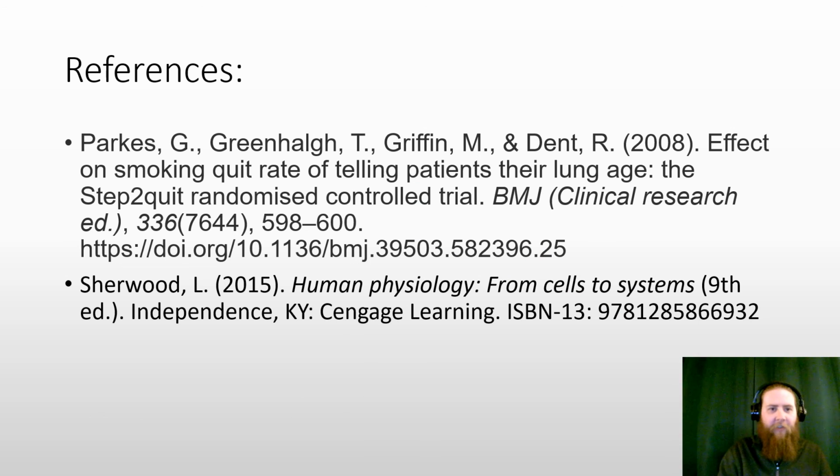For this presentation, I used the following references. This one on lung age is by Parks, Greenhalgh, Griffin, and Dent. It's a really good one, using spirometry to kind of test these. There's a lot more information on that paper about different history and other tests that were run. And then for the physiological portion of this presentation, I used the textbook Sherwood, Human Physiology from Cells to Systems. It's got a lot of good things about spirometry. It talks about restrictive and obstructive lung disease in spirometry, but I didn't have time to get into that in this presentation.